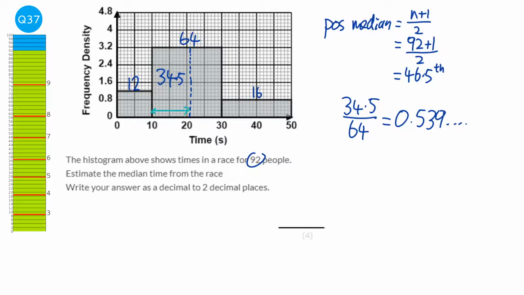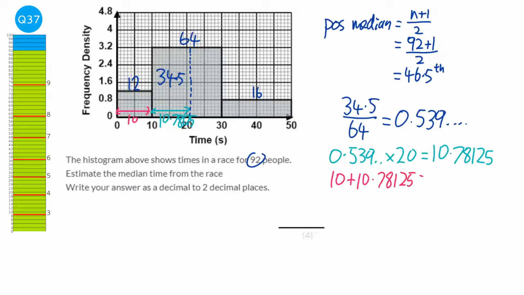And so the total distance in the group is 20, the class width of the group. And so we want to find out what the 0.539... times the total class width is. So we're going to times that by 20, and we get the answer of 10.78125. So this is going to be 10.78125 down here. But we need to add it on to the 10 that we have already. So we've already got 10 there. So we're just going to add the 10 and the 10.78125 together, and that will obviously give us 20.78125. And to two decimal places, it's just going to be 20.78.